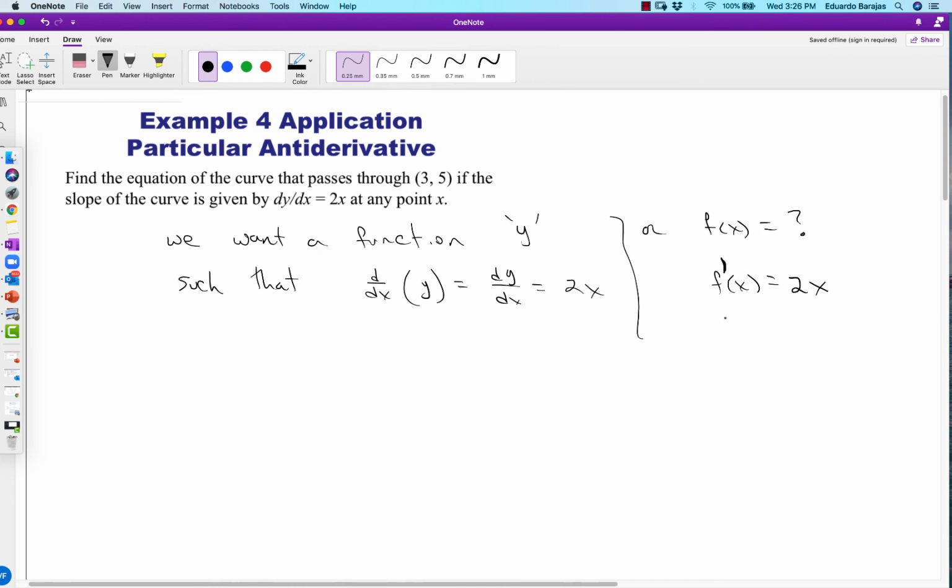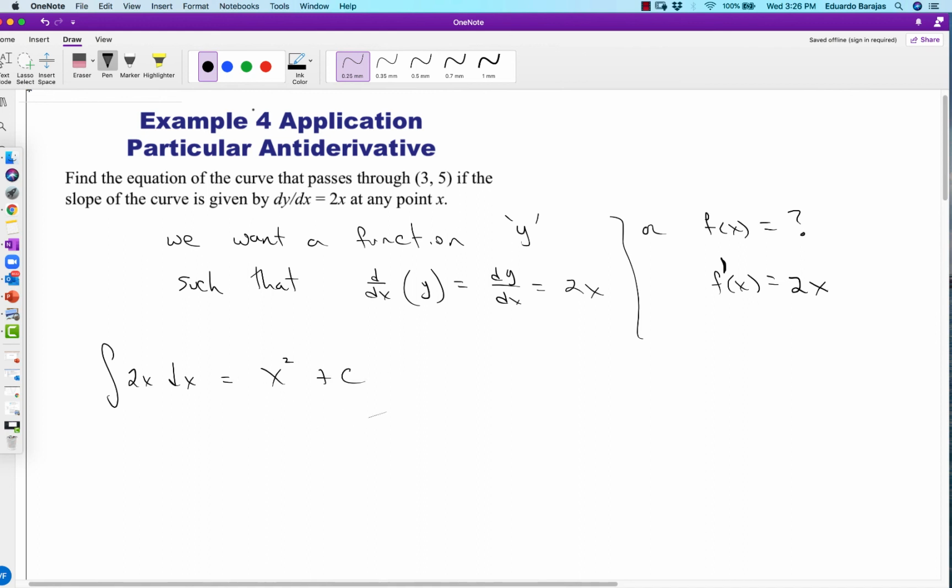Okay, so we want a function whose derivative equals this. So we want the integral of 2x dx. That'll be a function whose derivative is equal to 2x. Okay, so that means that this is going to be equal to x squared, a function whose derivative is equal to this one, plus some constant.